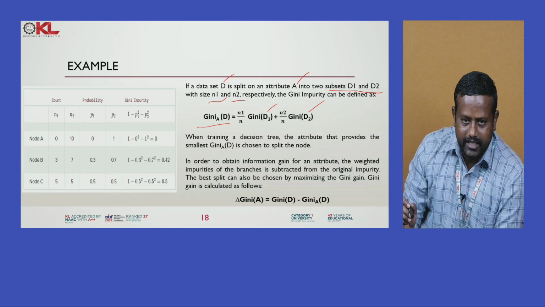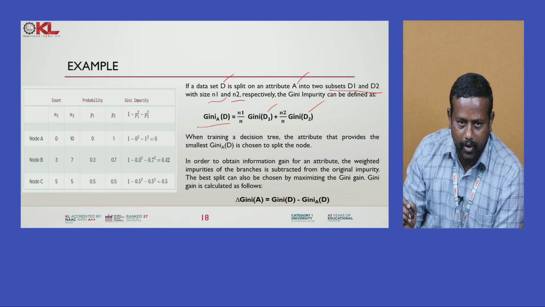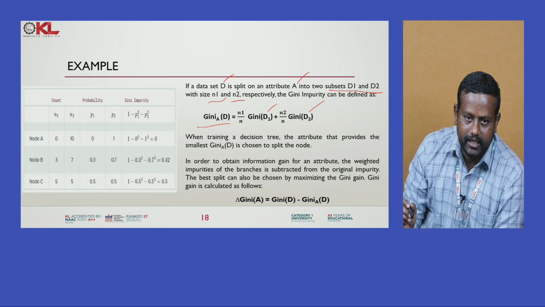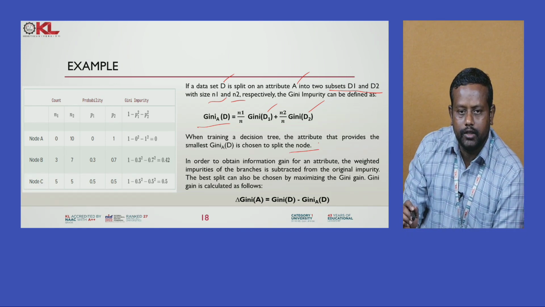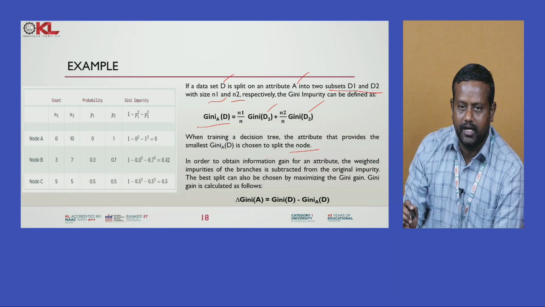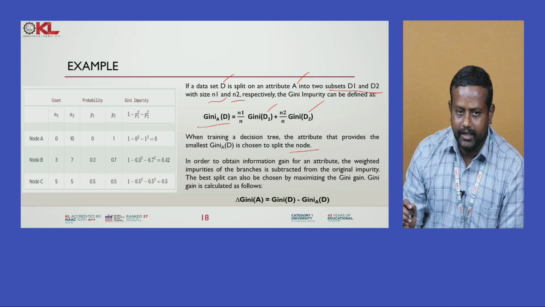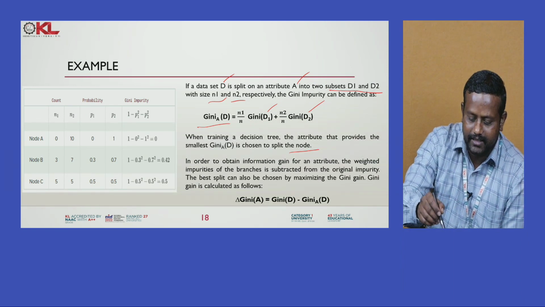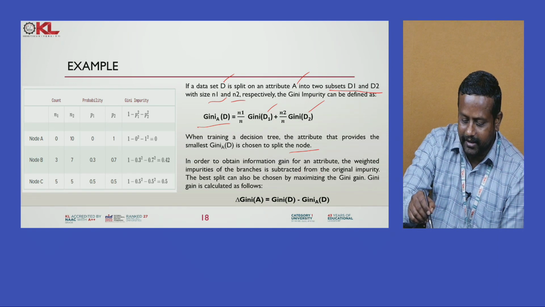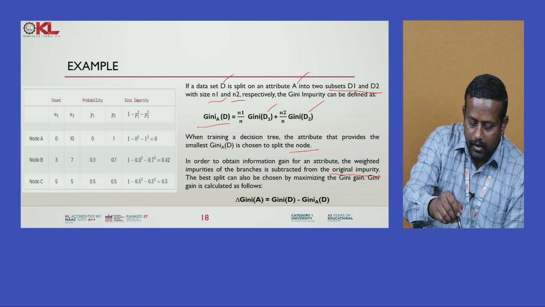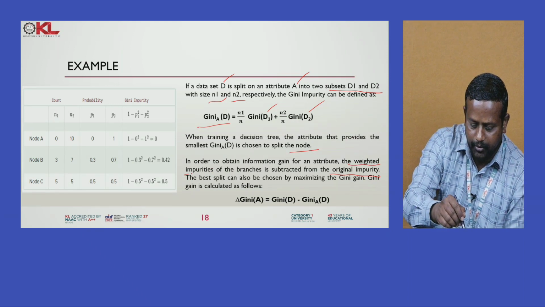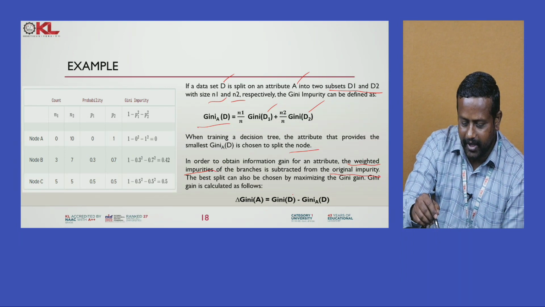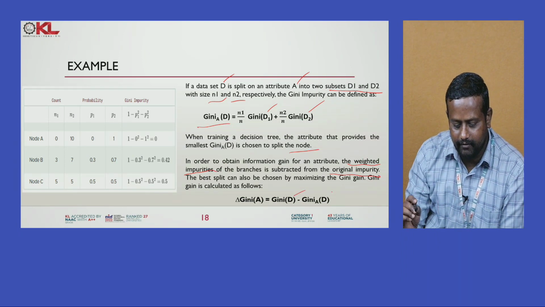When training a decision tree, the attribute that provides the smallest Gini_A(D) is chosen to split the particular node. In order to obtain the information gain for the attribute, the weighted impurities of the branches are subtracted from the original impurity. So, this is our weighted impurity that should be subtracted from the original impurity value.